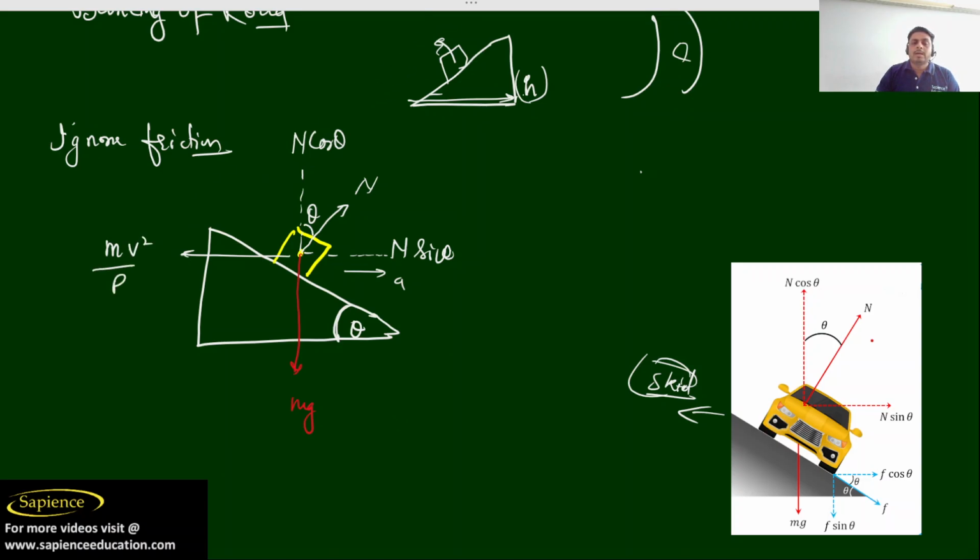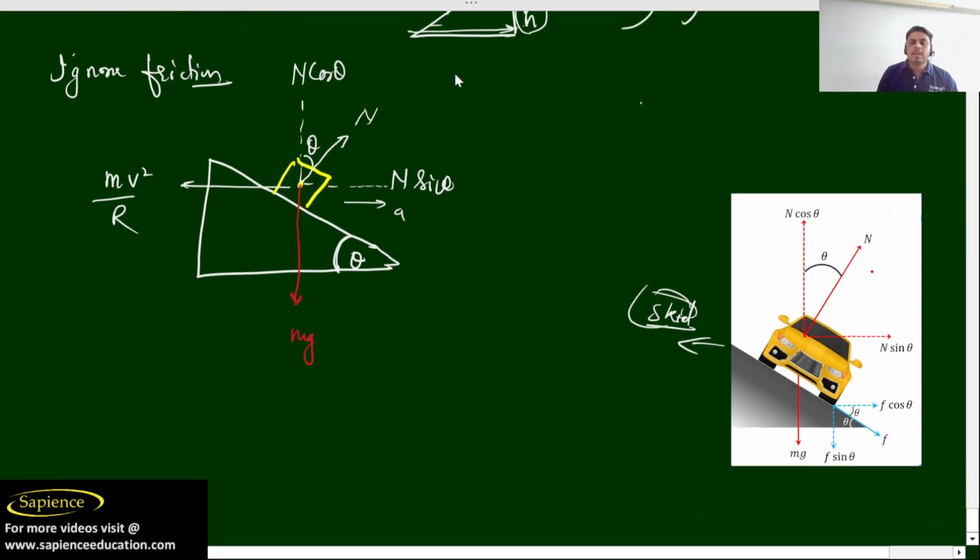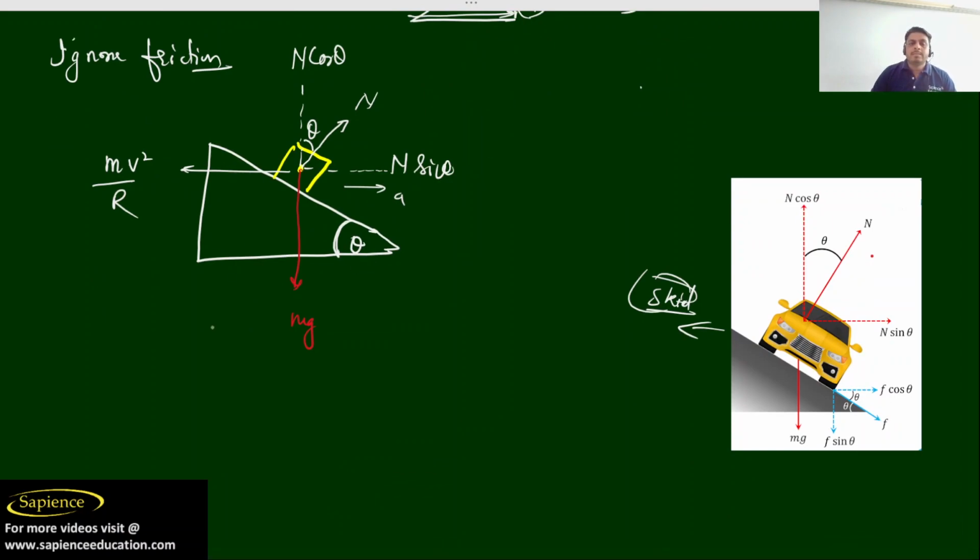Now what other forces are there? We have already ignored friction. I am not taking any type of friction, so I won't discuss friction. So what equations will we get? Tell me. Can we write N cos theta equal to mg, and N sin theta equal to mv square by r? So this is equation 1 and this is equation 2.